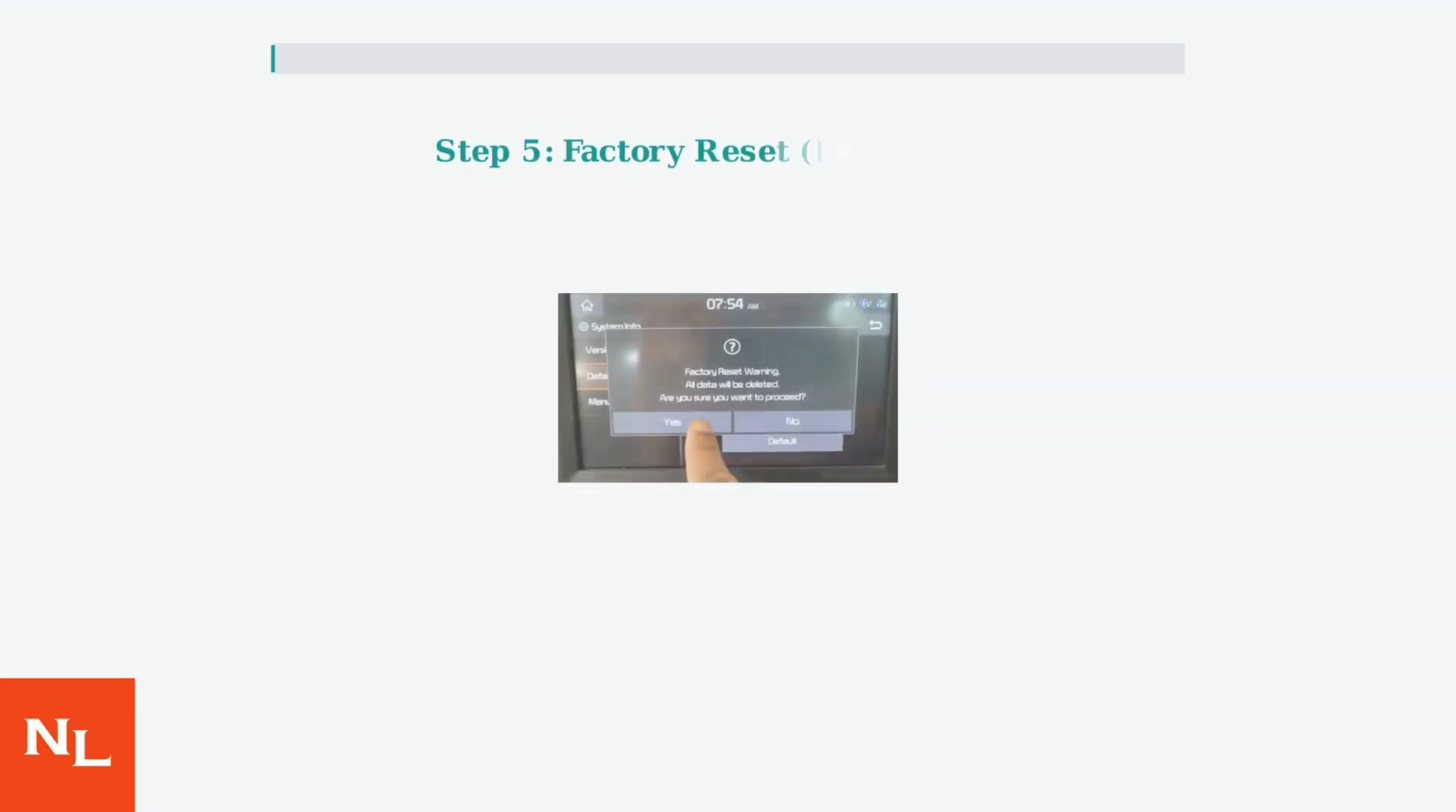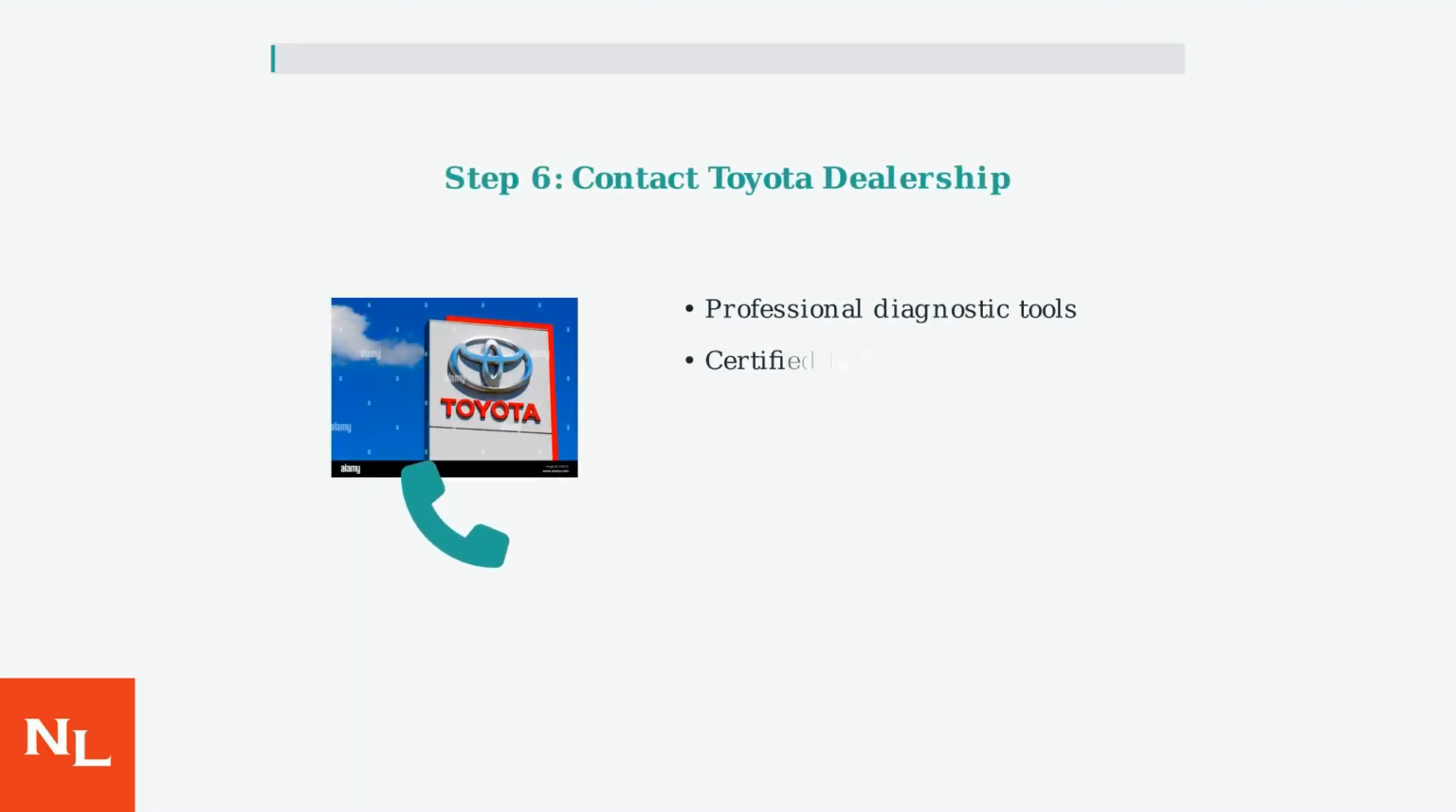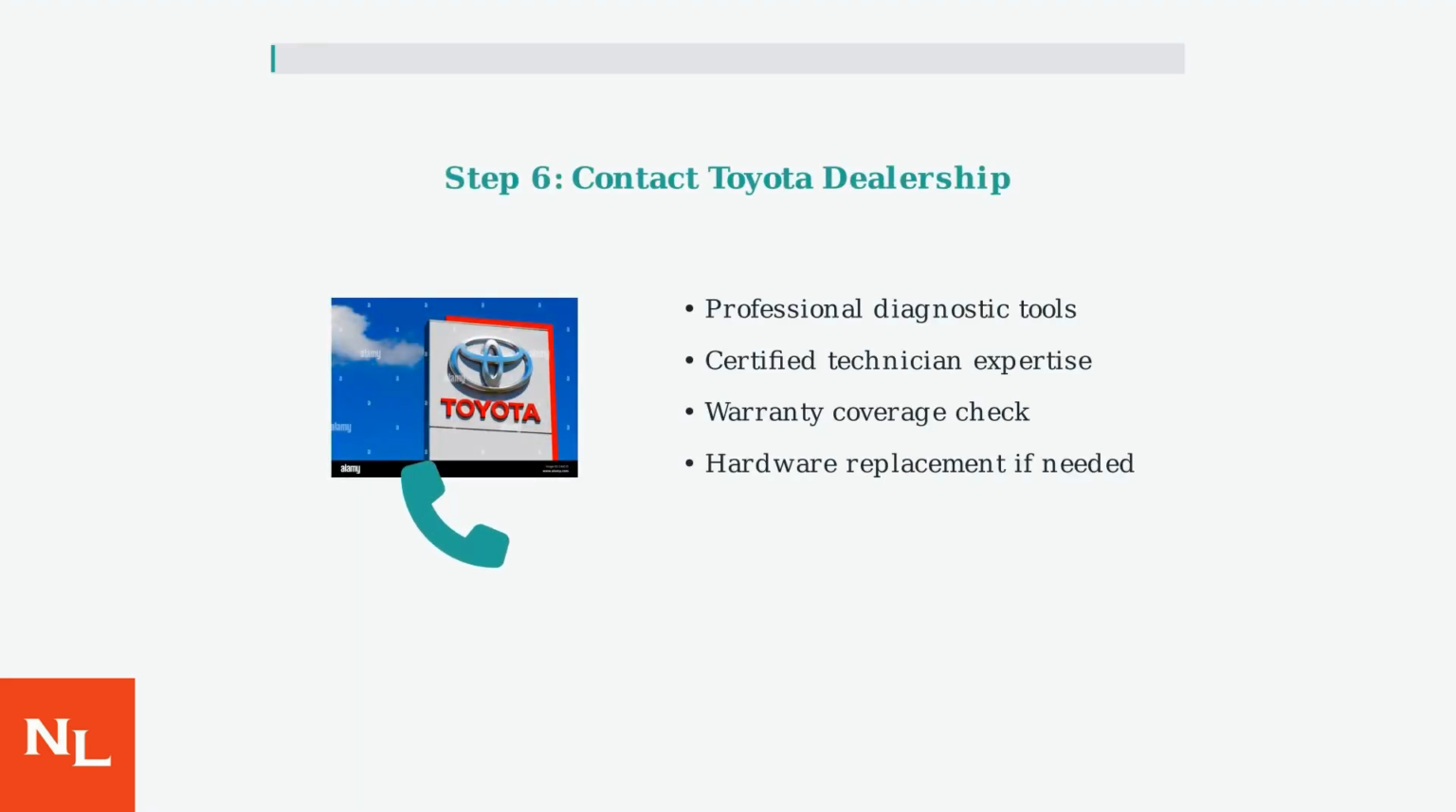Step 5. Factory reset as a last resort. This will erase all personal settings and data, but can resolve persistent software issues. Only proceed if other steps have failed. Step 6. If none of these steps resolve the issue, contact your local Toyota dealership or a certified technician. They have specialized diagnostic tools and expertise to address complex infotainment system problems.